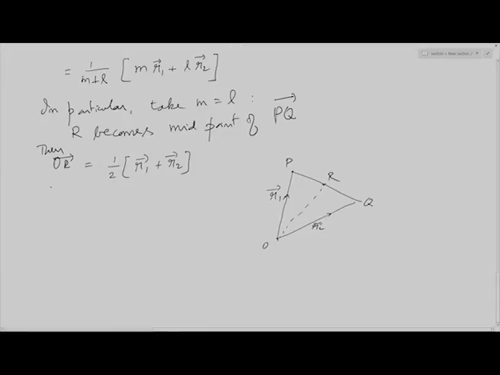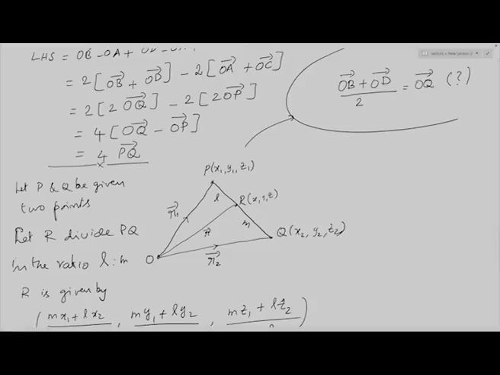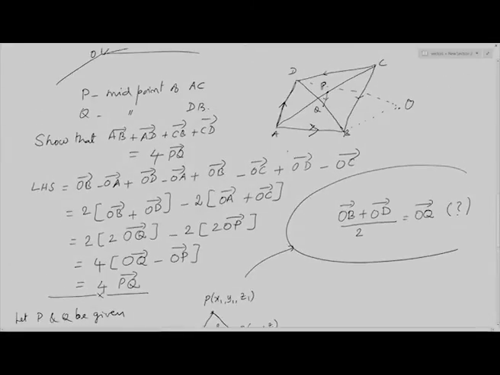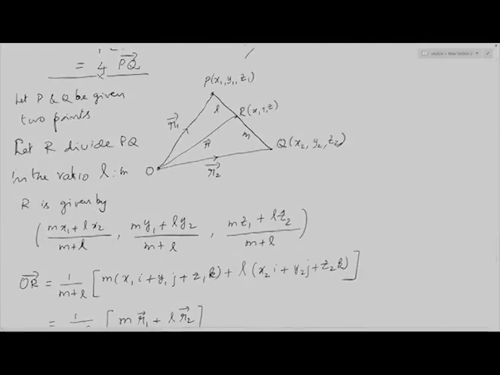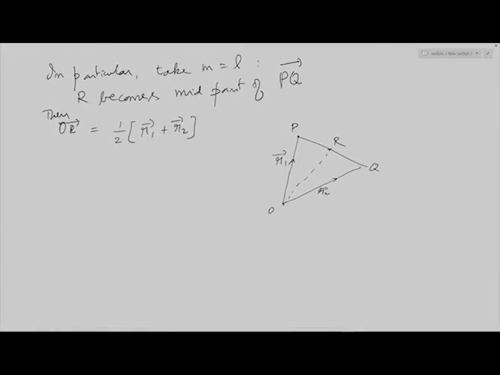So because of that, in the previous problem you might have seen I have taken OB plus OD. So, the midpoint, OQ, is given by OB plus OD divided by 2. Okay.